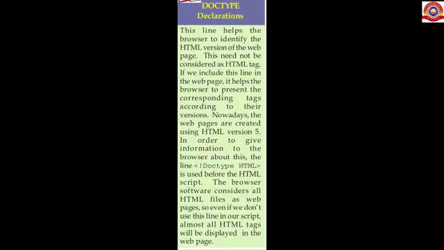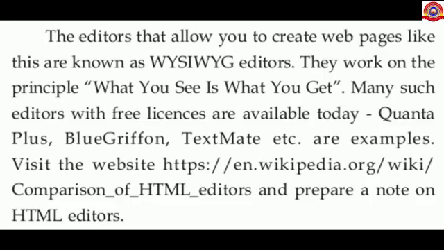Nowadays, web pages are created using HTML version 5. In order to give information to the browser about this, the line exclamation DOCTYPE HTML is used before the HTML script. Clear? The browser software considers all HTML files as web pages. So even if we don't use this line in our script, almost all HTML tags will be displayed in the web page. Clear?